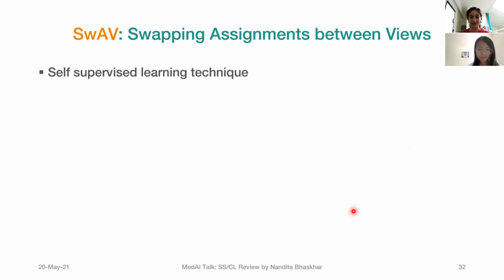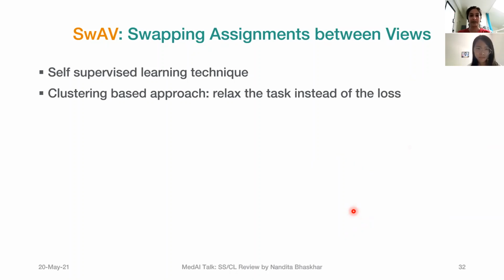swap assignments between views. So far, whatever we have seen is an instance discrimination or instance prediction approach, where they treat every instance as a unique entity. So in that scenario, an image of a dog versus an image of a different dog are not considered part of the same class, but each is considered a class by itself. SwAV is one of the only papers in this set that follows a clustering-based approach. So it tries to group images based on what cluster they belong to, rather than treating them independently.